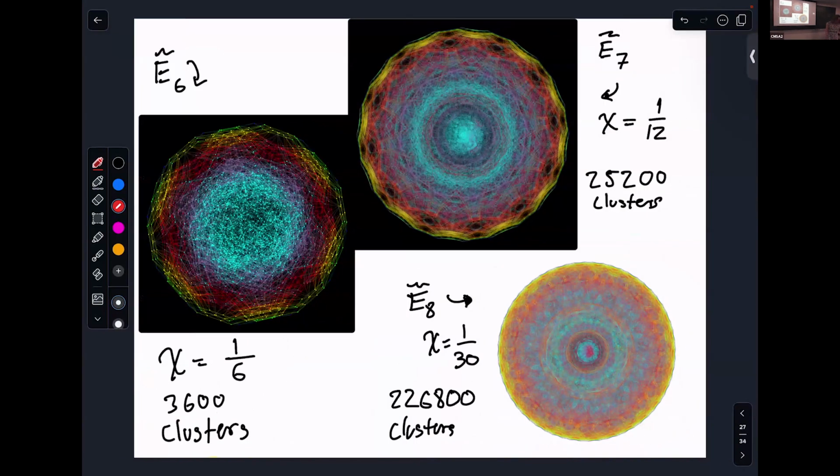Here are some more pictures of these just to show what's going on. Again, these yellow nodes around the outside are the ones that look like Dynkin diagrams. These green ones, I think, are the TPQRs. The structure looks the best on the outside and then turns into this fuzzy ball in the middle. I haven't really ever understood why these pictures look like this, but that's what they look like. In an example, in this E8 affine, this chi is 1 over 30. So this thing has 30-fold symmetry, and there's 226,000 clusters in there. How do you make those pictures?